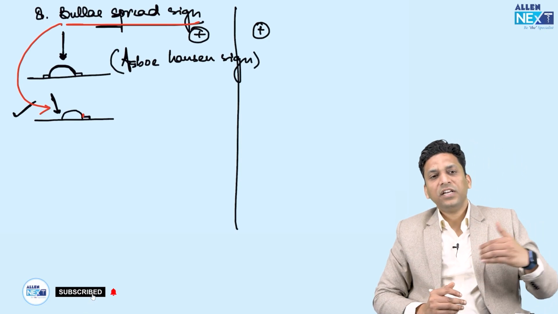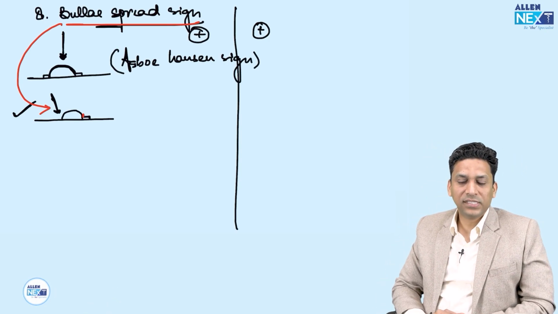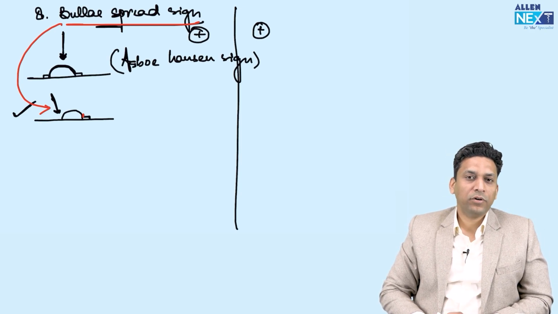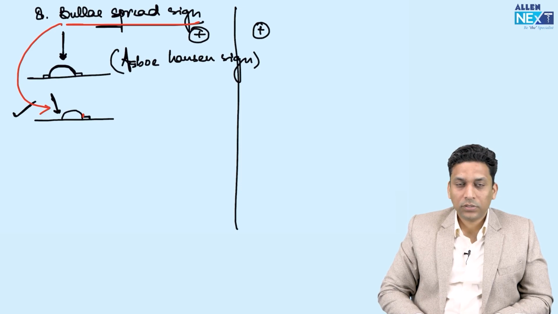So this is just a variant of Bullous spread sign, also known as Asboe-Hansen sign, but remember that this is not characteristic of either pemphigus or pemphigoid. It can be seen positive in both. Okay.